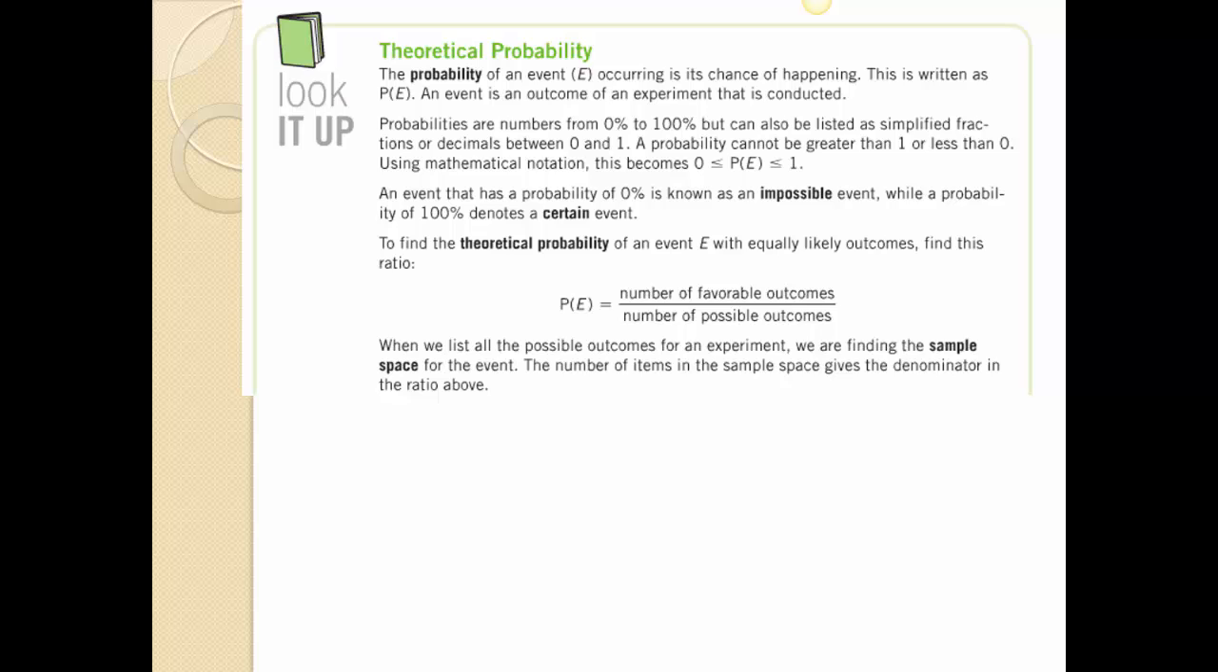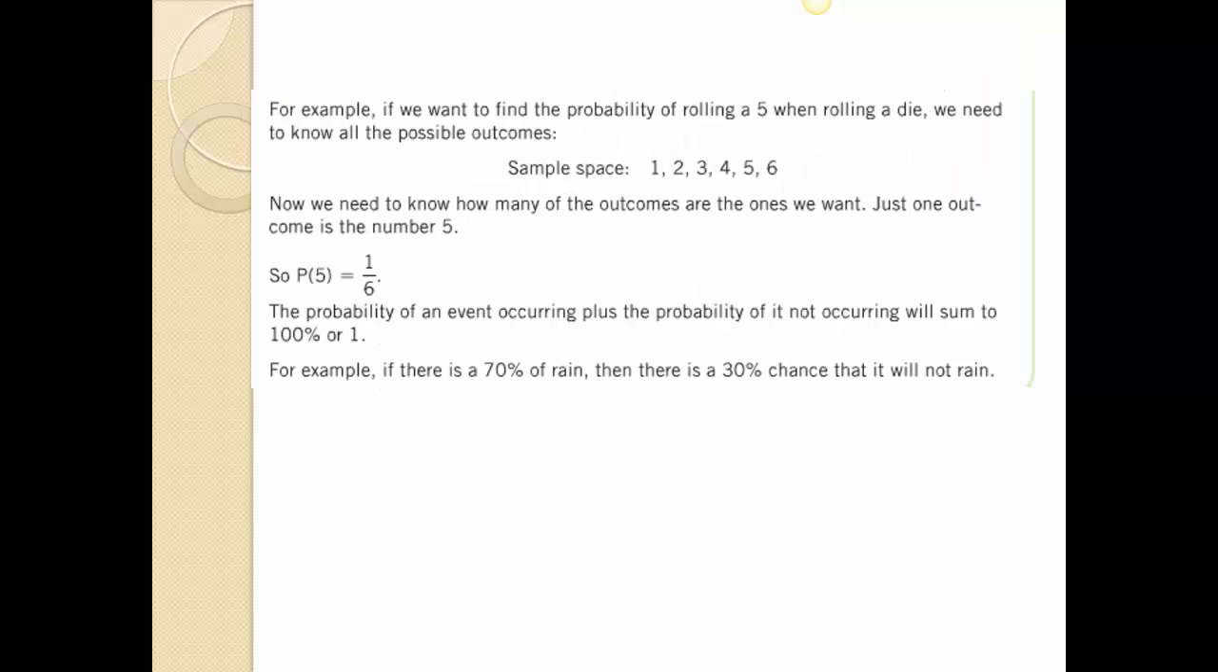So to find the theoretical probability of an event E with equally likely outcomes, we create this ratio. So for my example previously, if I roll a die and I want to know the probability I get an even outcome, the numerator here would become 3, because the even outcomes are 2, 4, and 6, out of the total possible outcomes, which is 6, so 3 out of 6 or 1/2. When we list all the possible outcomes for an experiment, we're finding the sample space. The number of items in the sample space gives the denominator to the ratio above.